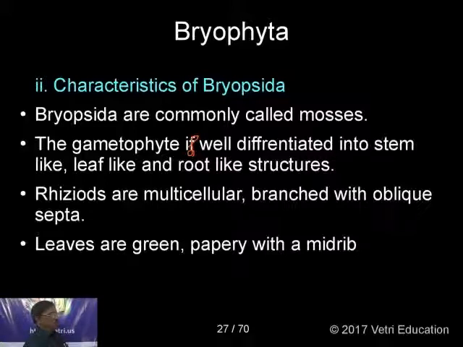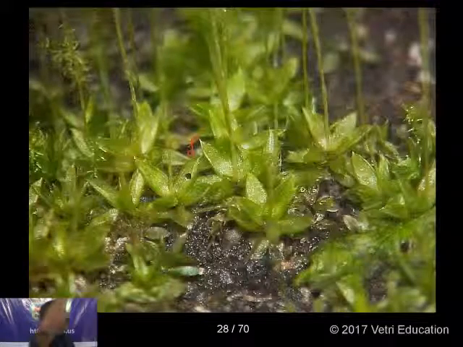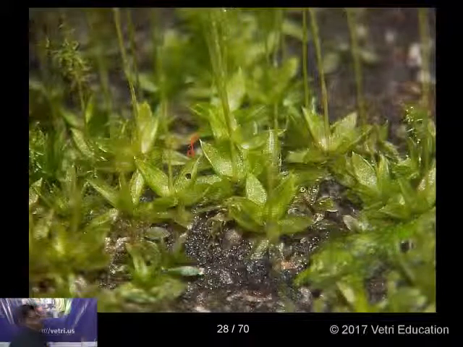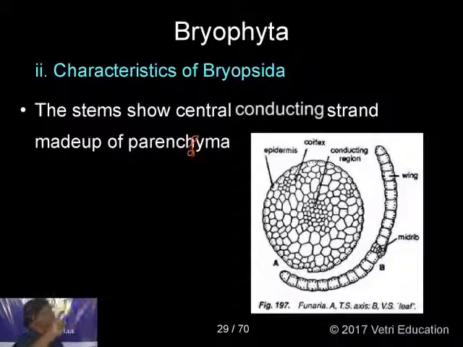Rhizoids are multicellular, branched with oblique septa. Leaves are green, papery with a midrib. Here you can find the diagram. The leaves have a small midrib, and they are spirally arranged on the stem-like structure. Regarding the characteristics, the stems show a central conducting strand that is made up of parenchyma only. Some groups of cells in the middle help in the conduction, but they are only parenchyma cells. In the leaf also, at the midrib region, you can find a group of parenchyma cells attached together.